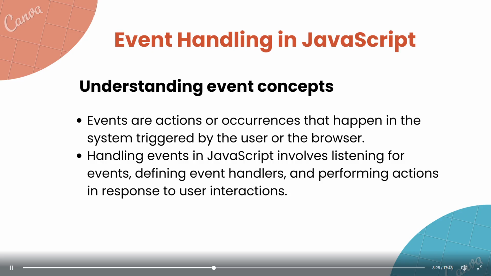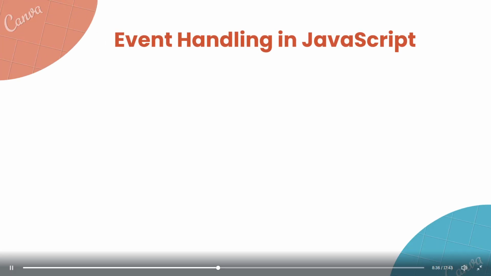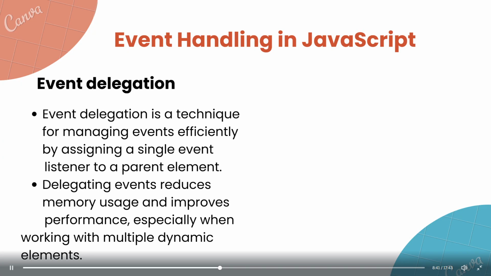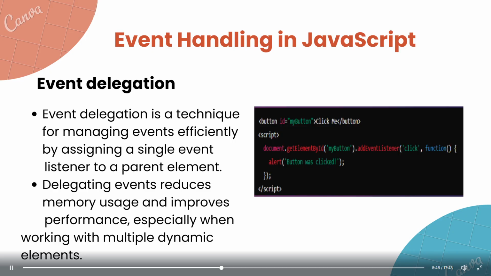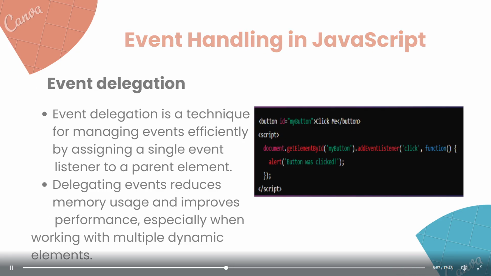Handling events in JavaScript involves listening for events, defining event handlers, and performing actions in response to user interactions. Now let's discuss event delegation. Event delegation is a technique for managing events efficiently by assigning a single event listener to a parent element. Delegating events reduces memory usage and improves performance, especially when working with multiple dynamic elements.